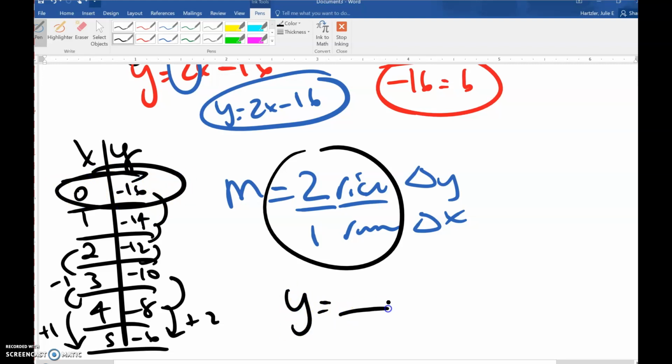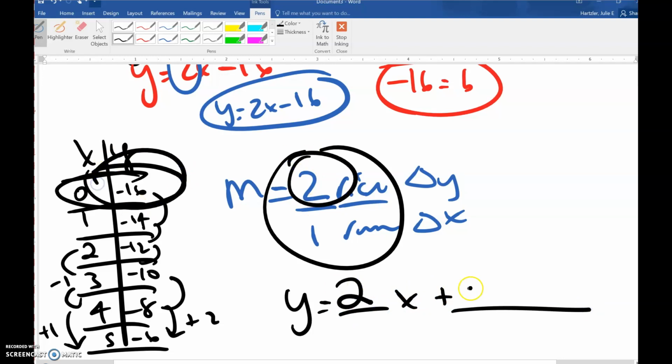So again, just fill in the blanks. So I know my slope is 2, that goes there, and my y-intercept is my starting amount, that goes there. And again, you could write 2x minus 16 if you want. So that's kind of option B. All right, try part B, and I'll come back.